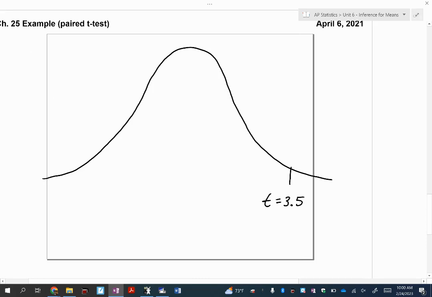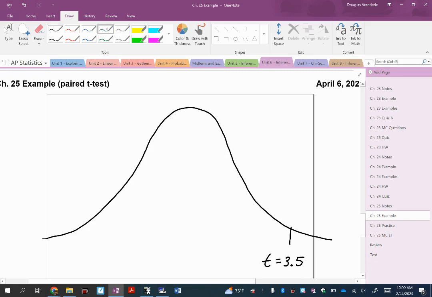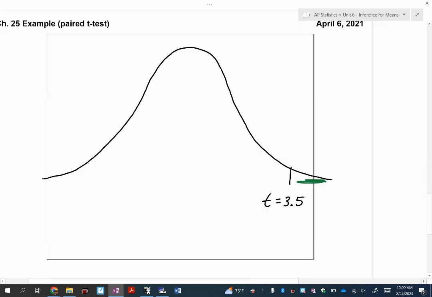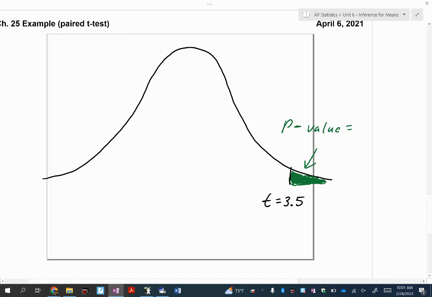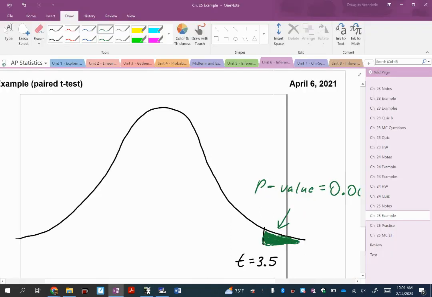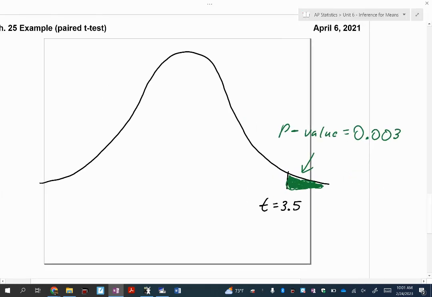All right, so here is 3.5. Shading which direction? To the right. And then let's find our p-value, which should be pretty small, 0.003. Again, I did not mention an alpha level or your level of significance, but I usually use 0.05.